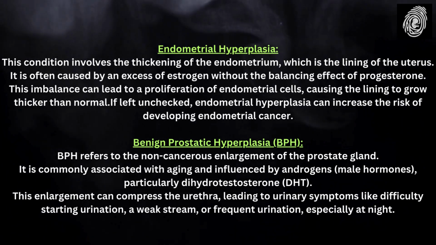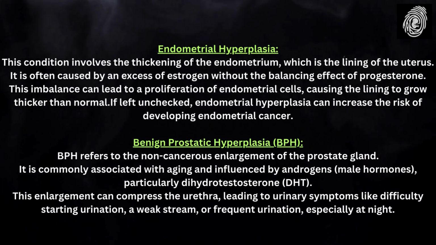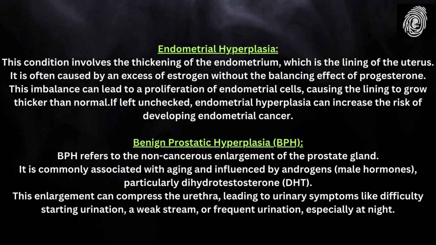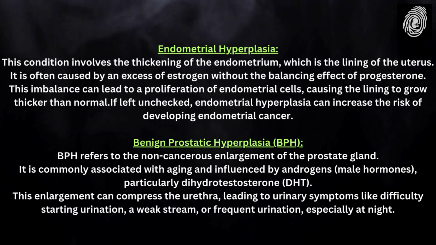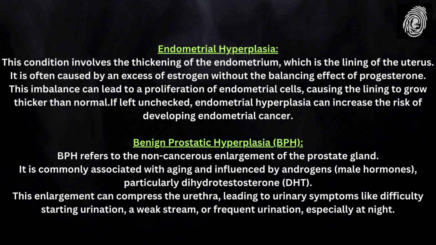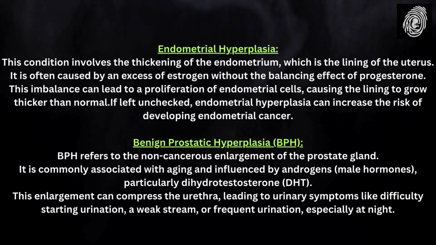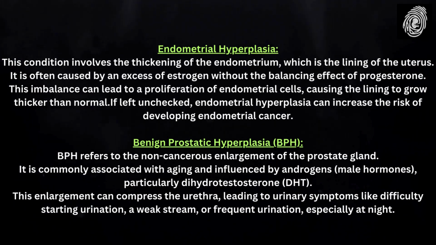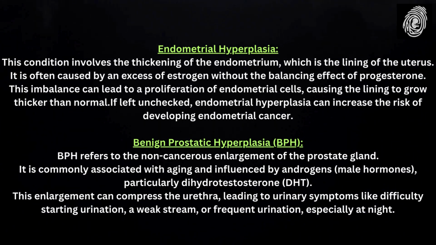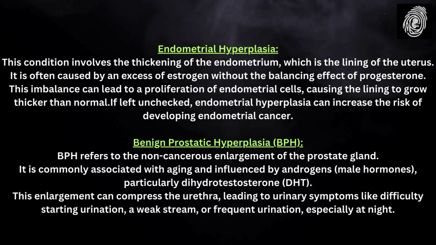Endometrial hyperplasia. This condition involves the thickening of the endometrium, which is the lining of the uterus. It is often caused by an excess of estrogen without the balancing effect of progesterone. This imbalance can lead to a proliferation of endometrial cells, causing the lining to grow thicker than normal. If left unchecked, endometrial hyperplasia can increase the risk of developing endometrial cancer.